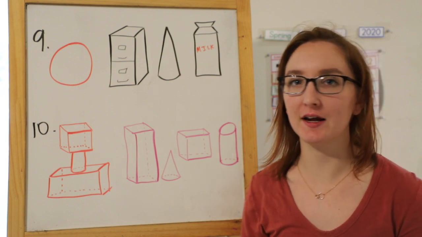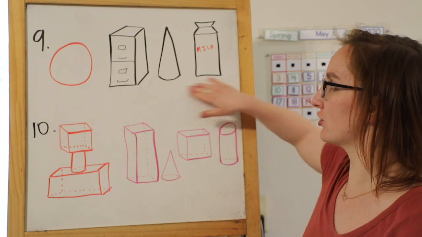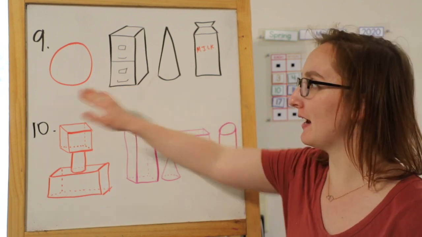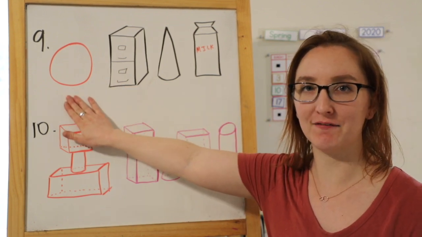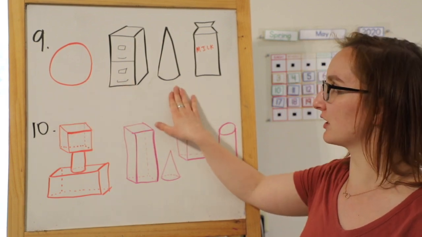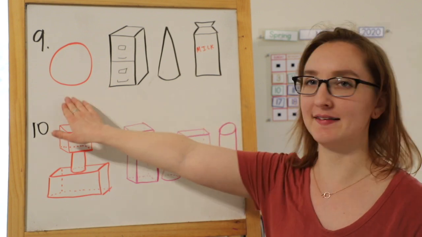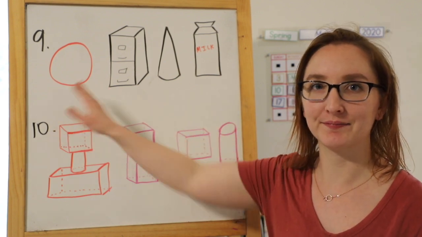So number 9, we're looking at the face again, and we need to pick which three-dimensional shape makes this face or has this face. So is it object number 1, object number 2, or object number 3? Which one of these has this face?